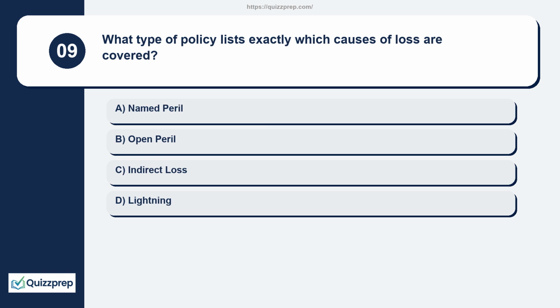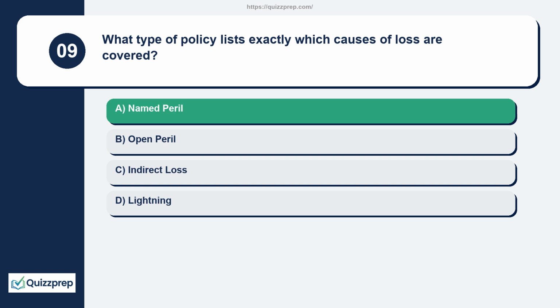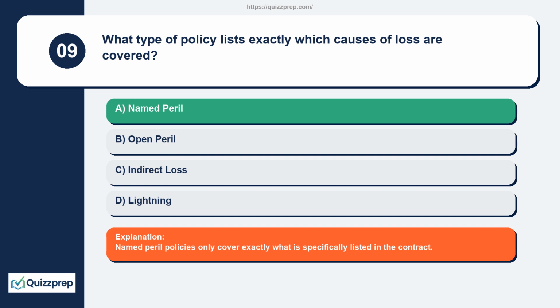Question 9. What type of policy lists exactly which causes of loss are covered? Named peril, open peril, indirect loss, lightning. Named peril policies only cover exactly what is specifically listed in the contract.